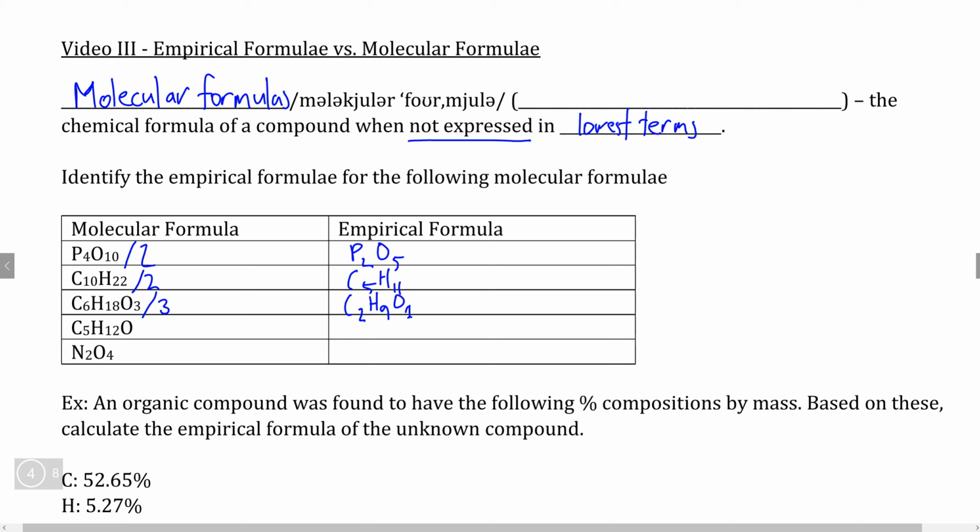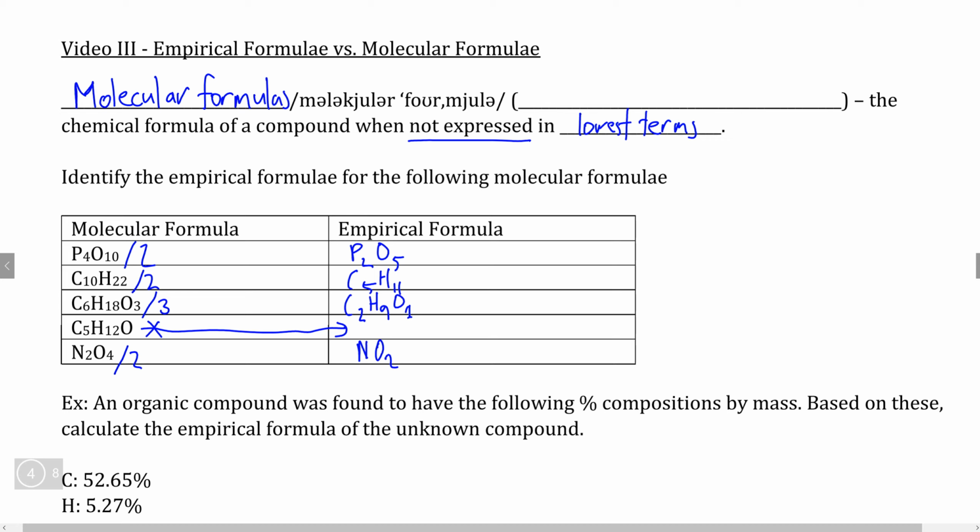Here, we see C5H12O. This is not actually a molecular formula at all because 5, 12, and 1 do not have a common factor other than 1, meaning that this is actually an empirical formula. Finally, an easy example, N2O4. 2 and 4 have a common factor of 2, so if we divide the number of nitrogen and oxygen atoms by 2, we get NO2, which is our empirical formula.